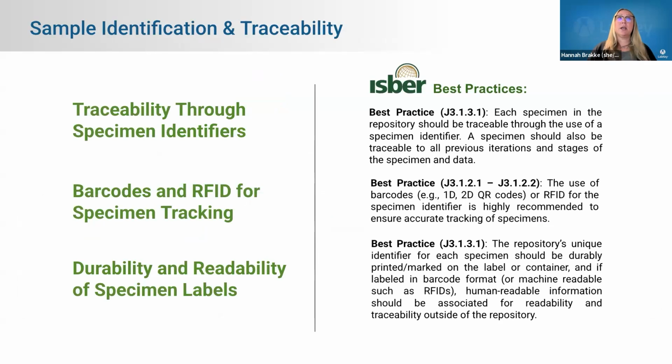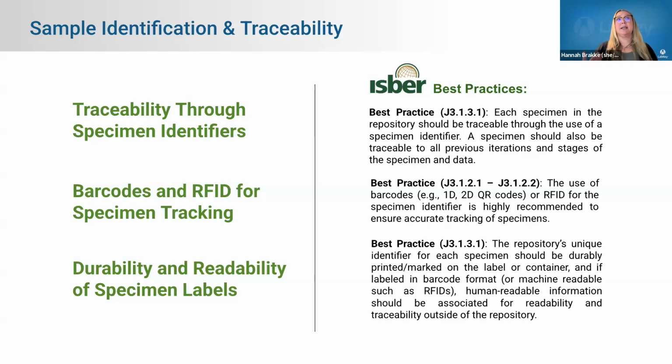And so this first one is really about traceability through specimen identifiers. This is one of the foundational ISBER best practices, to make sure that there's full traceability of a specimen throughout its life cycle. And that can ensure accountability and reproducibility of the downstream research.